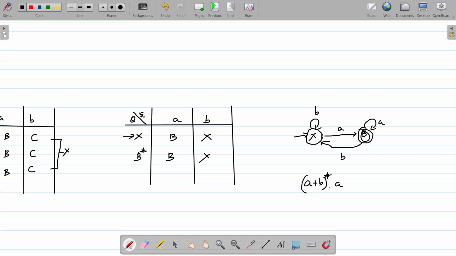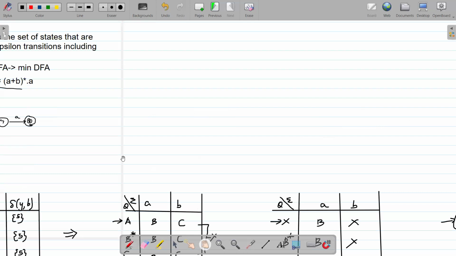Suppose we get AA. So we'll move from X to B followed by A. Suppose we get AB, AB, AB. So we move from X to B, B to X, again X to B, B to X. So we are in X, which is a non-final state, which indicates that we are not accepting the string. So this is also very important. This is the way in which you can verify whether your answer is correct or not. I hope it is clear. So more and more practice is required for these types of problems as there are a number of steps involved.